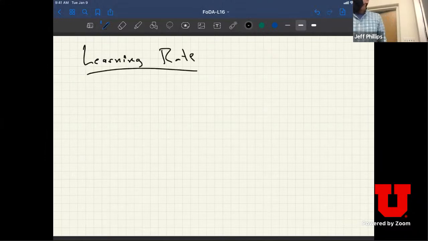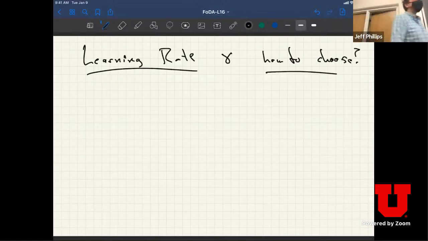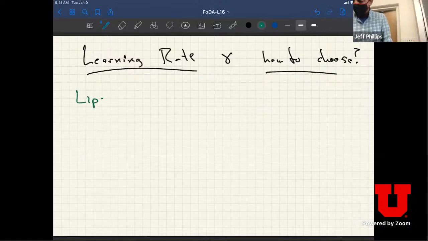Okay. So to talk about the learning rate, right? How to choose it, we need to talk a little bit about functions and convexity again, in order to understand how we should choose the learning rate. And before we talk about convexity, let me first give a definition here.